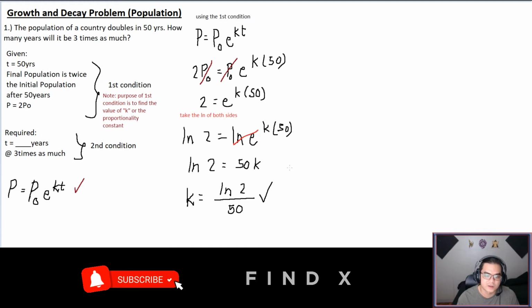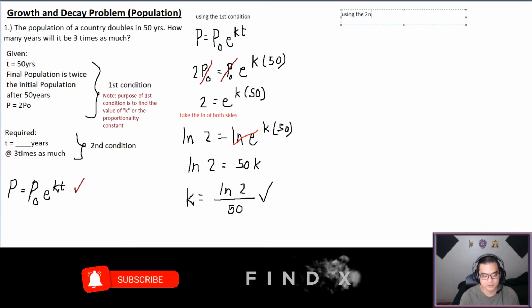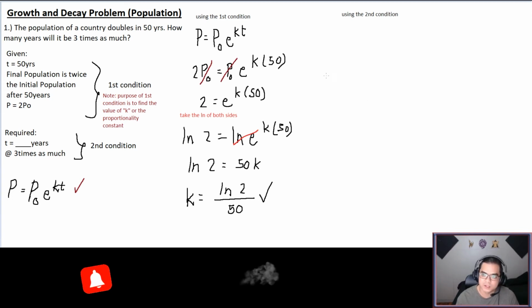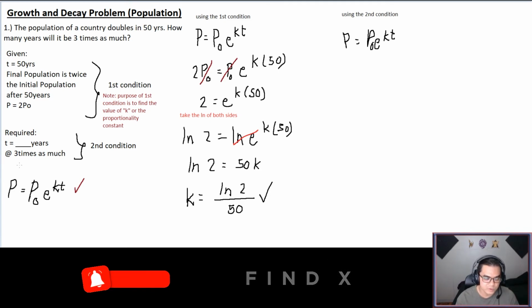Now, we already found the value of k. Now let's use the second condition. Now we have to find t. So again, the formula is just the same. We have P equal to P₀ e raised to kt, right? And then, as you can see, this is three times as much. Okay, three times as much.